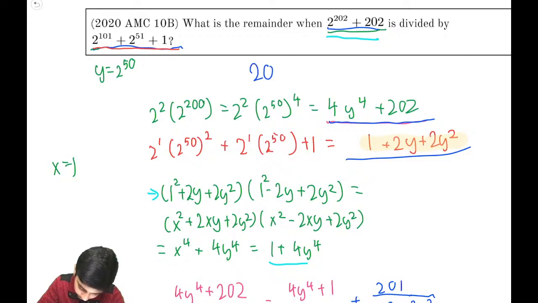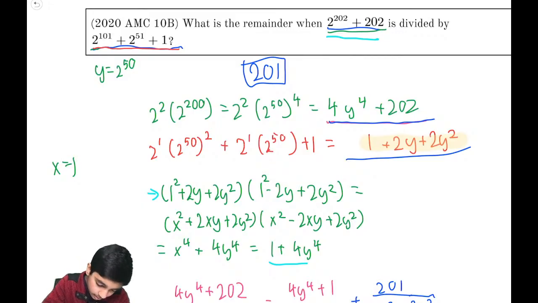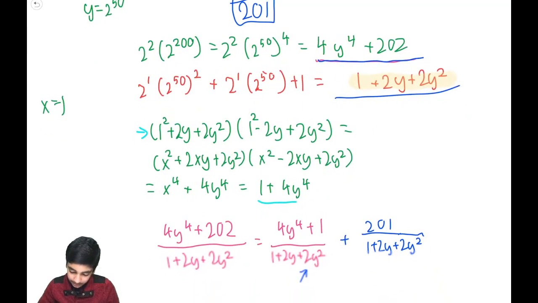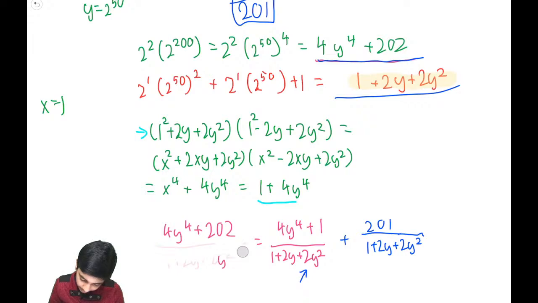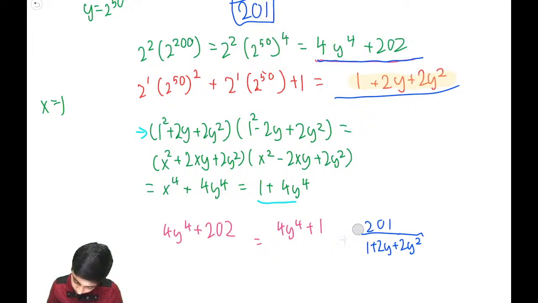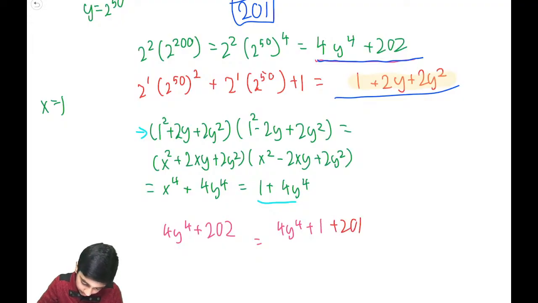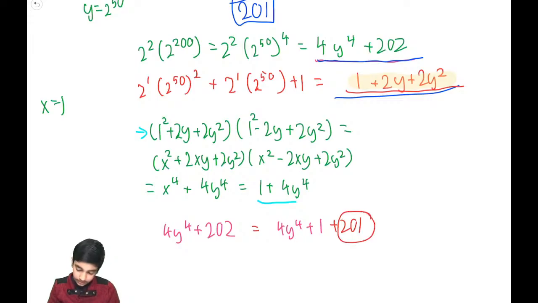And we can clearly see that 201 is less than 2 to the 101 times 2 to the 51 plus 1. So we cannot reduce the remainder anymore. So 201 is indeed the remainder. Let me explain a better way of rewriting it. Let's just say that this is equal to 4y to the 4th plus 201. And we know that 4y to the 4th plus 201 is evenly divisible by this quantity here. So then we can just rewrite that, see that 201 is the remainder. And that's the answer for this problem.